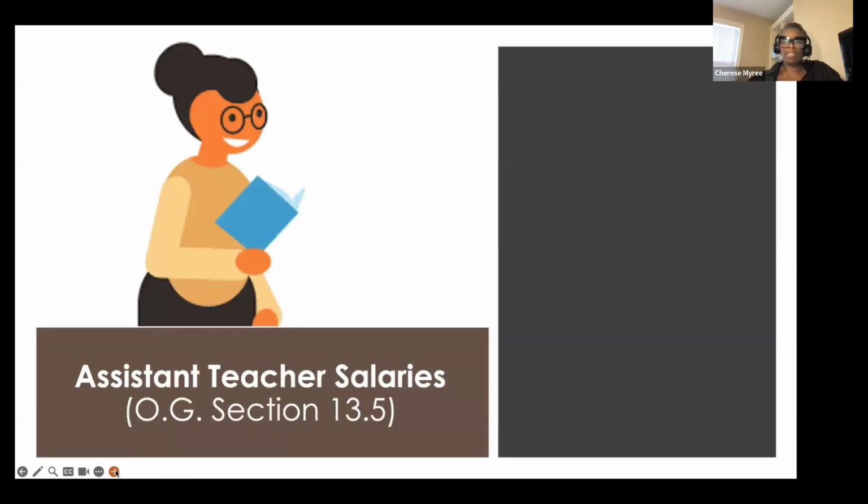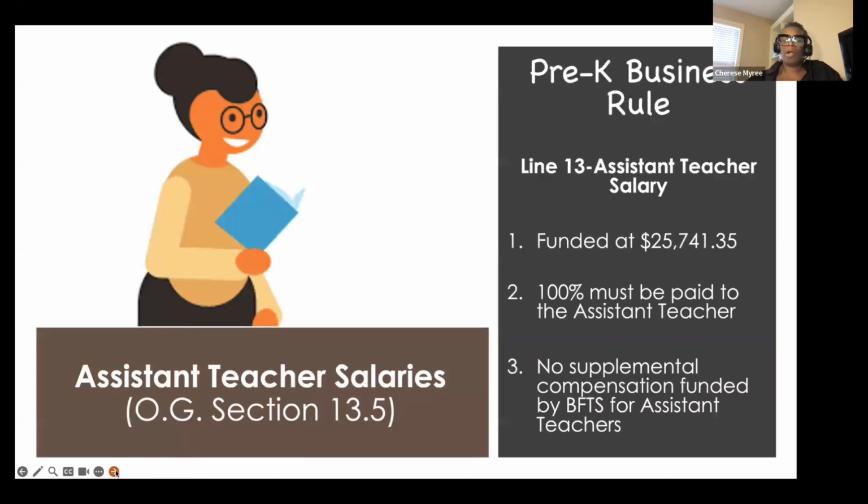So as it relates to assistant teacher salaries, the assistant teacher salary currently has to be reported on line 13. I believe the funding is 25,741.35, and 100% of that must be paid to the assistant teacher. There's no supplemental compensation for assistant teachers. So the whole thing is, rather than getting caught up in a number, how much money you receive in funding for these positions, 100% of that money has to go to the corresponding teaching position.